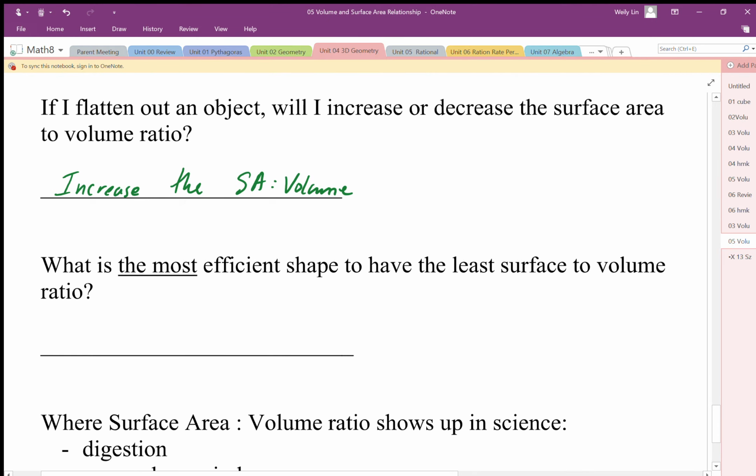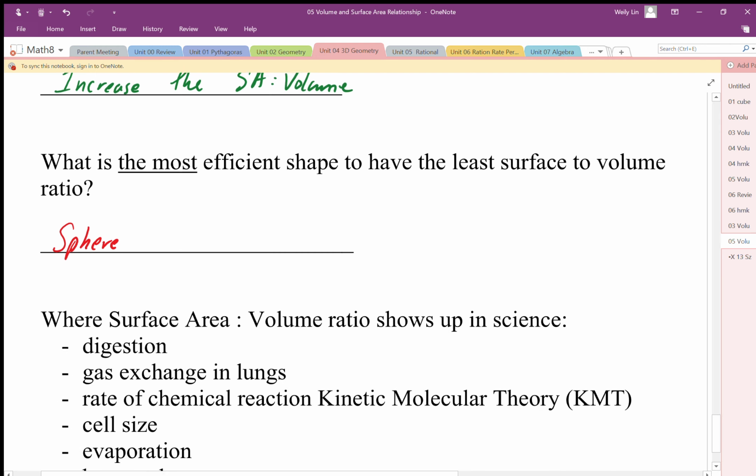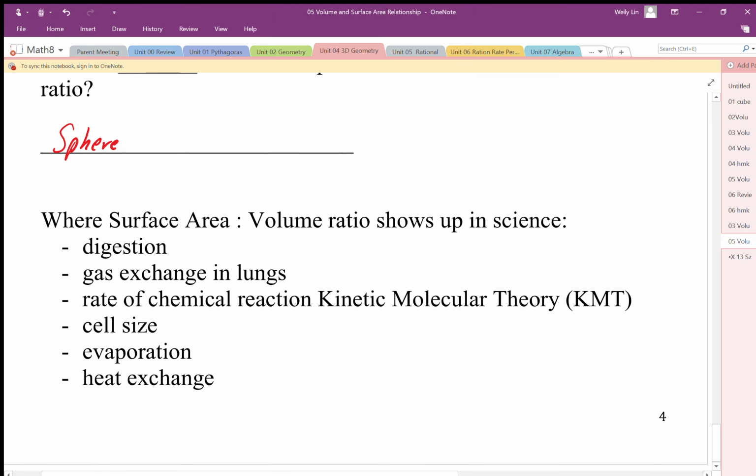So what is the most efficient shape to have the least? If we want to do the opposite and have the least amount of surface area to volume ratio, we want to make things big, but the shape that will affect it is a sphere. A sphere will minimize the amount of surface that will interact, so we have less surface area for the same amount of volume. So if we want to keep warm and decrease the surface area to release heat from, you make yourself more into a sphere. So this surface area to volume ratio shows up in science quite a bit.